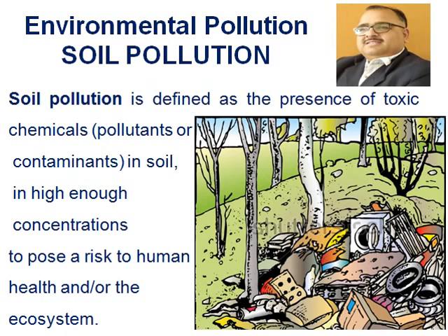Now the next type of pollution is known as soil pollution. Soil pollution is defined as the presence of toxic chemicals, it may be a pollutant or contaminant, in the soil in high enough concentration to pose a risk to human health and to the ecosystem. It means the pollutant is present in the soil in enough quantity to cause risk to health and to the ecosystem. Such pollution is known as soil pollution.